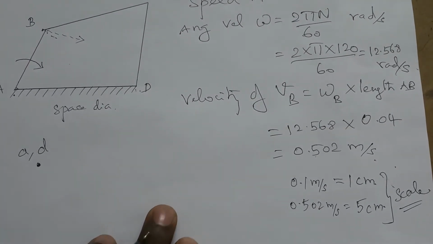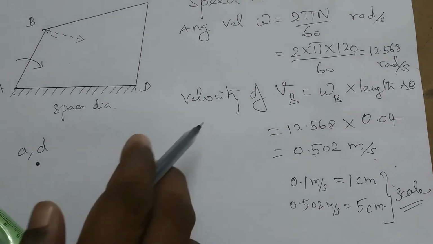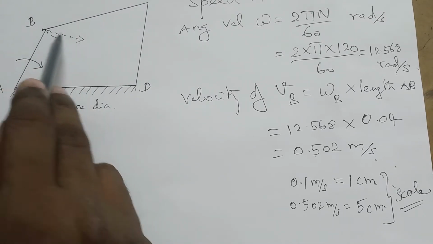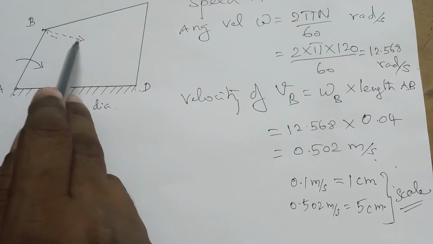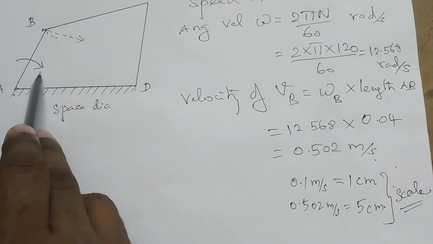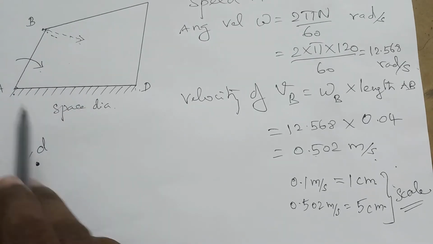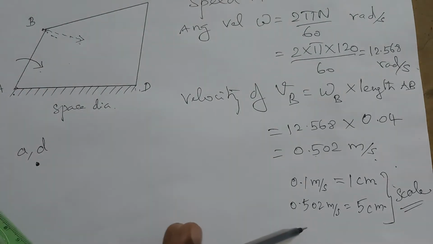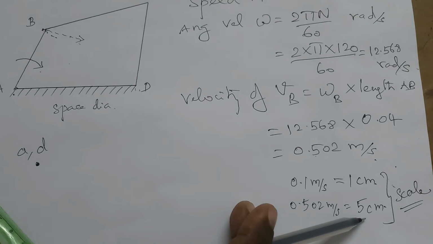Next we are going to construct the velocity of point B. Why is it acting downward? Since it is rotating clockwise, it is acting downward. So we are going to draw the velocity here. The value, as we have already found, is 5 centimeter.